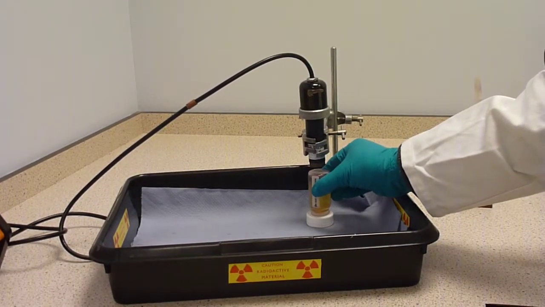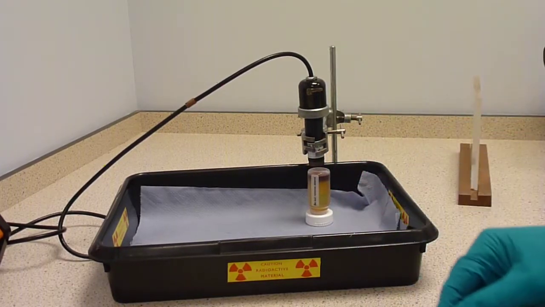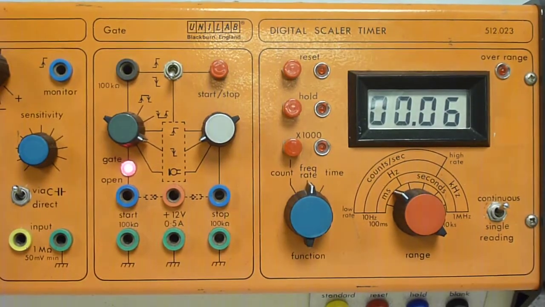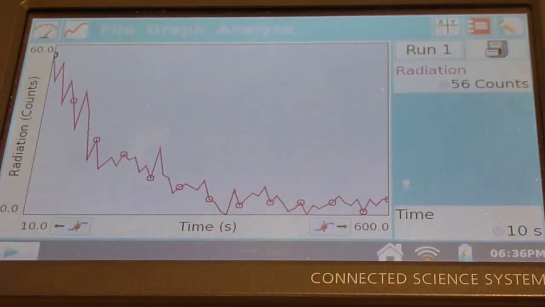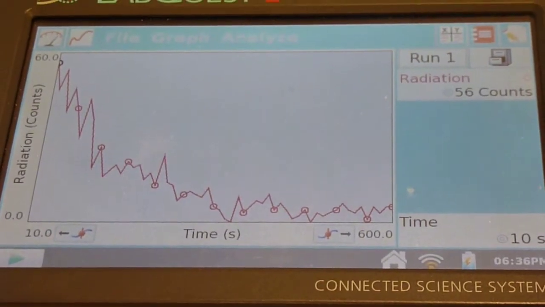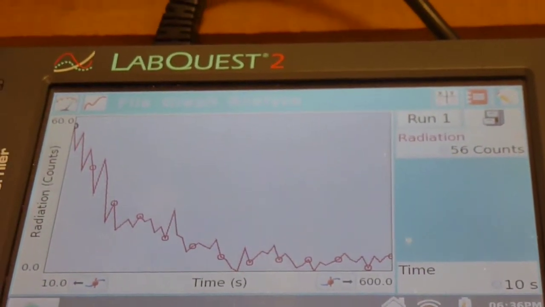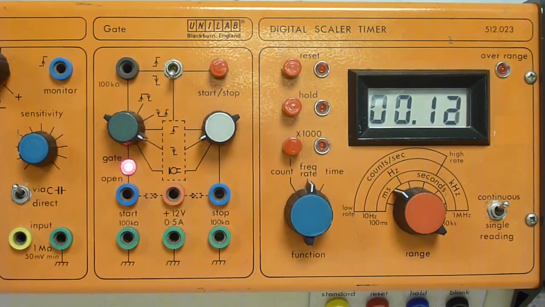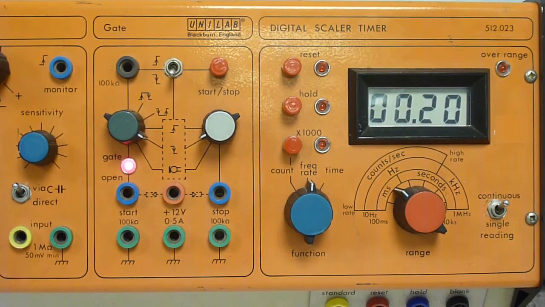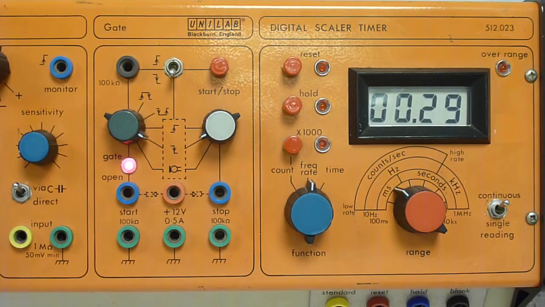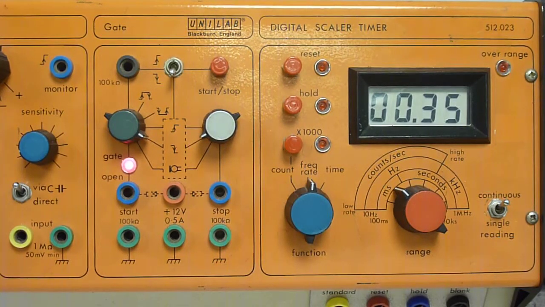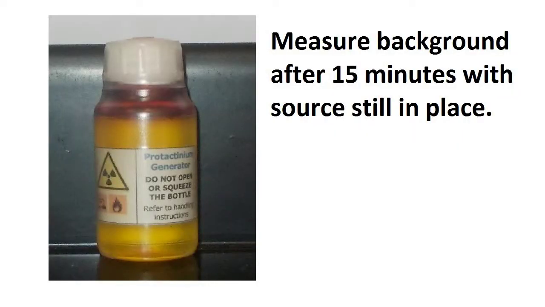For good results, take counts over 10 seconds. Ignore the first reading. If a data logger is not available, you may have to miss out alternate readings in order to have time to note the reading and reset the counter. Continue for at least 6 minutes. 15 minutes after starting to collect data, measure the count rate over 10 seconds 4 times and take an average.